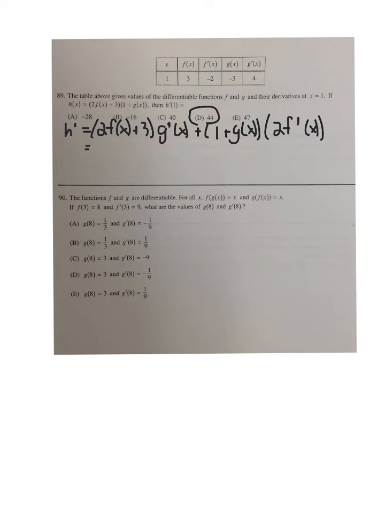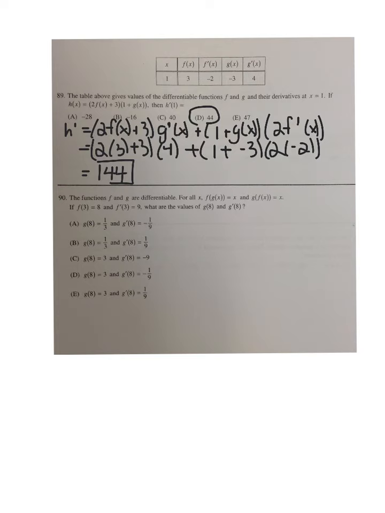Okay, so h prime of 1. So we're going to have 2 times f of 1, and f of 1 is 3. This will be plus 3. And close those parentheses. Okay, g prime of 1. G prime of 1 is 4. Plus 1 plus g of 4, which is negative 3, times 2 times f prime of 1, which is negative 2. Okay, and when all is said and done, you work that out, you will get the answer of 44.